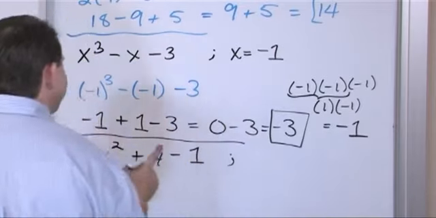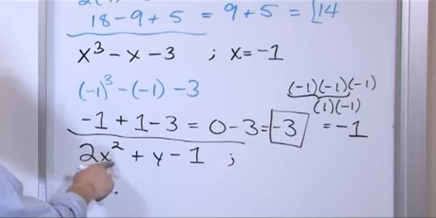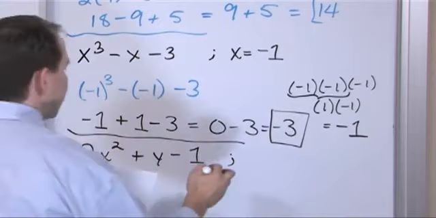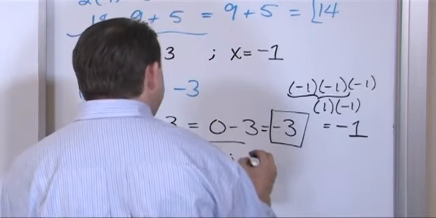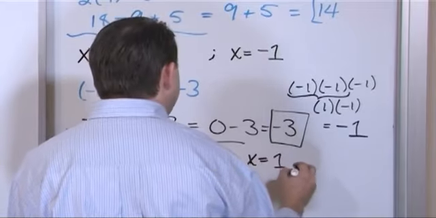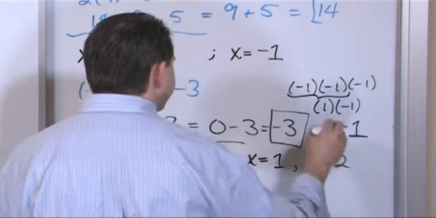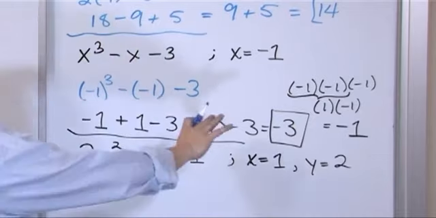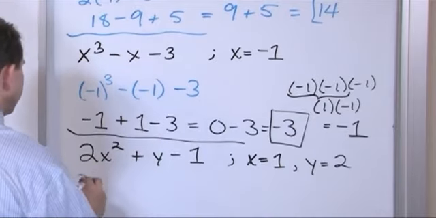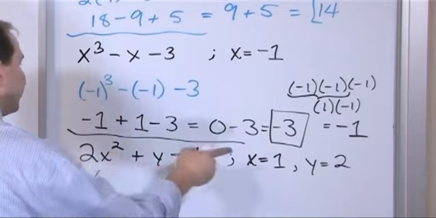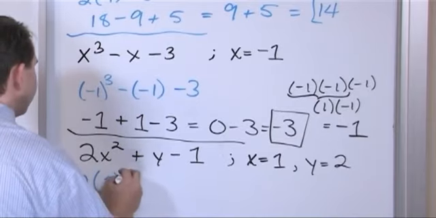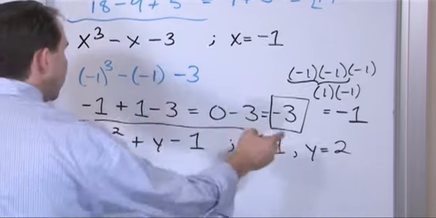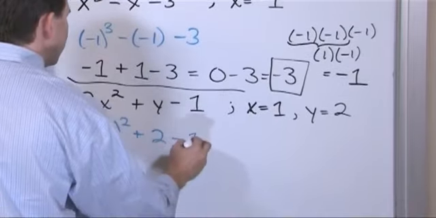What if you have 2x squared plus y minus 1? Now here we have 2 variables here. We have an x and we have a y, but don't get worried about that, because I'm going to tell you in this problem that x is equal to 1 and y is equal to 2. So it's the same thing, though. You just take these variables and you put them in their place. So 2, and then here you have x is equal to 1. I'm going to square that, plus y. Y is equal to 2, and then minus the 1.